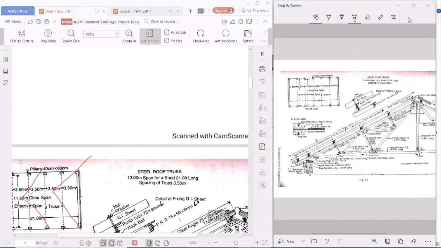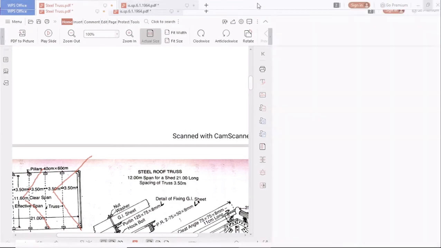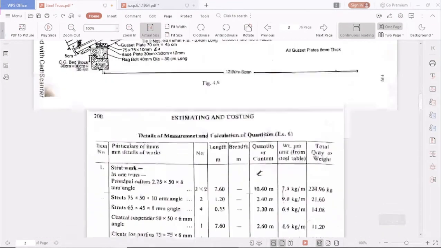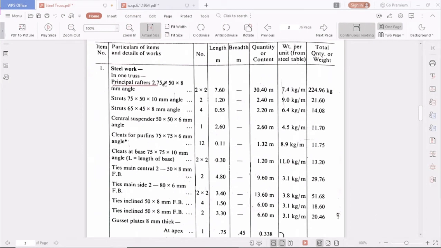Now the diagram is not required actually, I'll take this out. See here, in the steel work for the principal rafter, we had 2 into 2 7.60. Here the breadth we had not taken. Now we will take this breadth and the quantity will be for the painting work. Other than that, everything up to this will be the same.